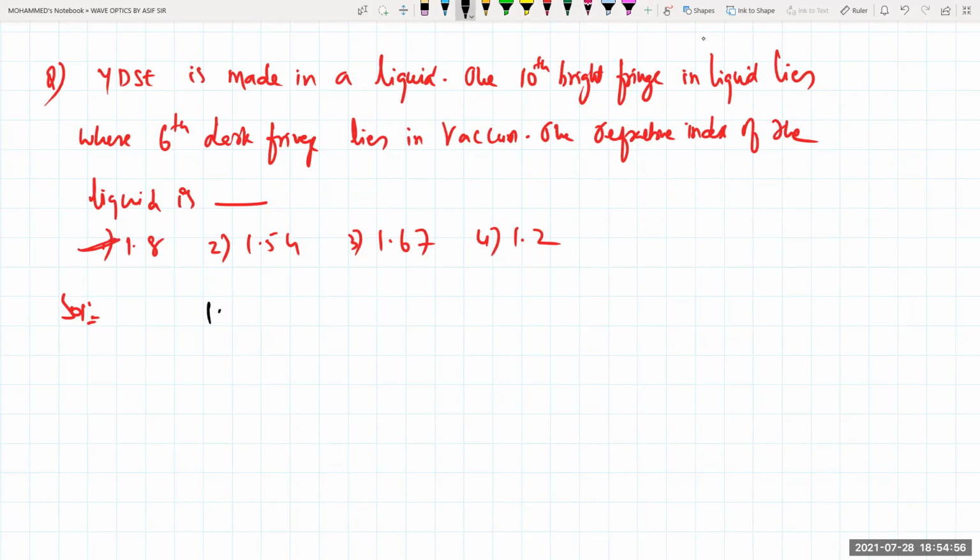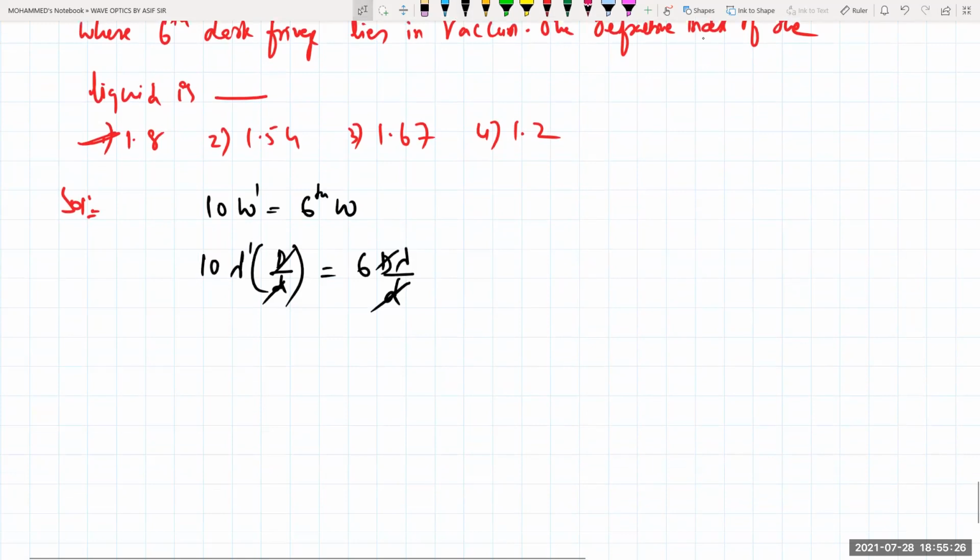See what it is telling here: the 10th bright fringe in the water is coinciding with the 6th dark fringe in vacuum. So this one will be 10 into lambda dash into capital D by small d when it is in water. This will be 6 into capital D into lambda by small d. Capital D and small d will get cancelled. So lambda dash divided by lambda is equal to 6 by 10.